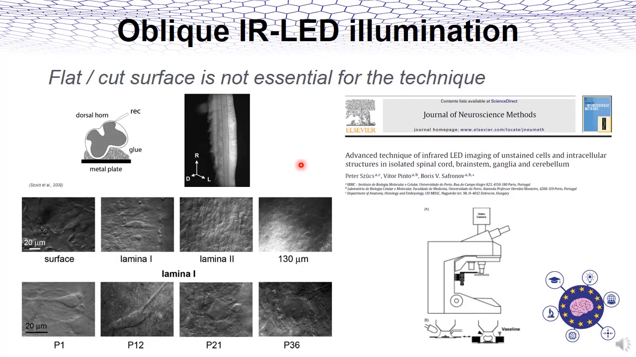Two years later, the method was revisited, and we tried using it on the dorsal surface of intact lumbar spinal cord blocks without a cut surface. The dorsal surface of the spinal cord was readily accessible for imaging through the overlying thin white matter. Cells down to lamina 3 could be visualized using animals with the age up to 5 weeks.